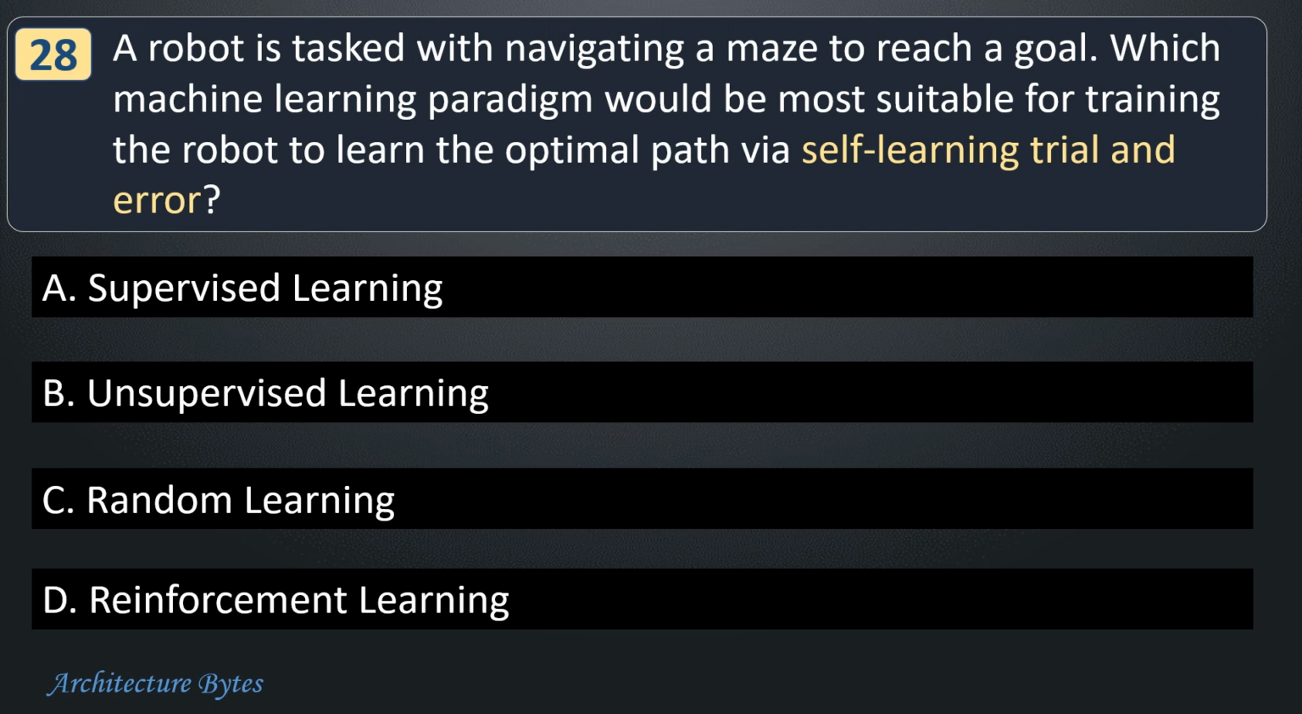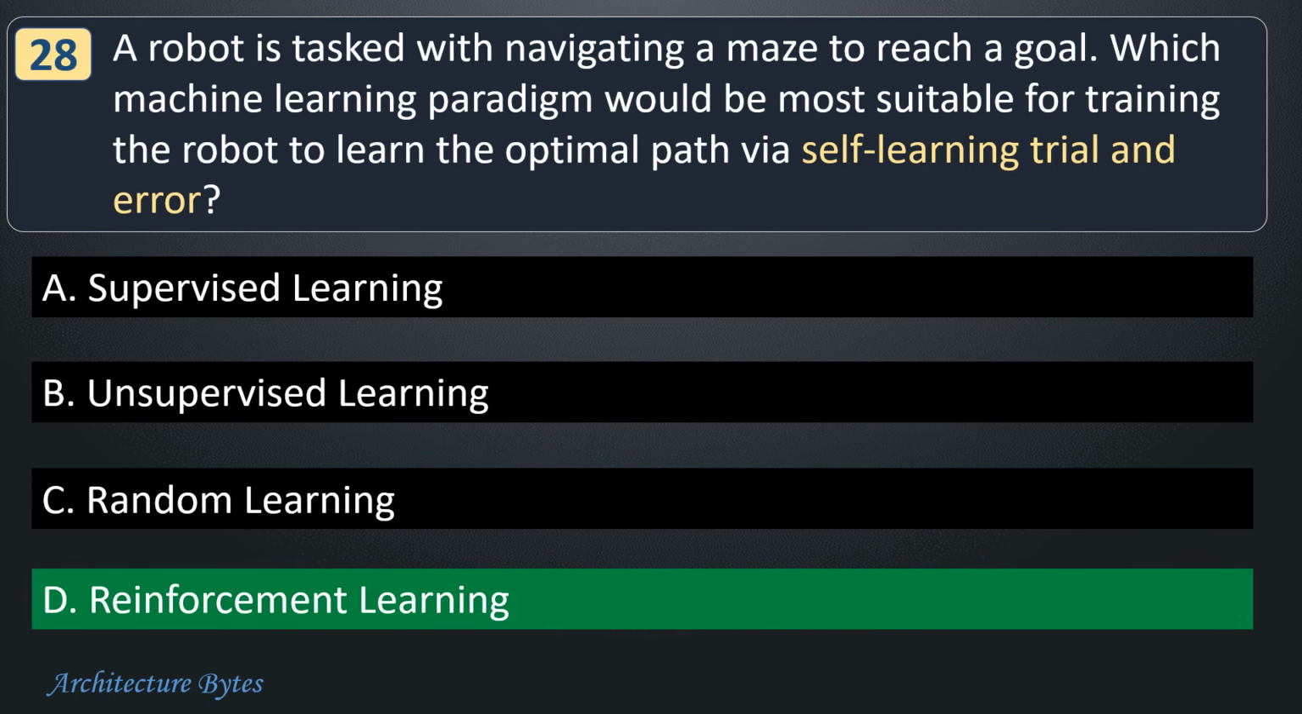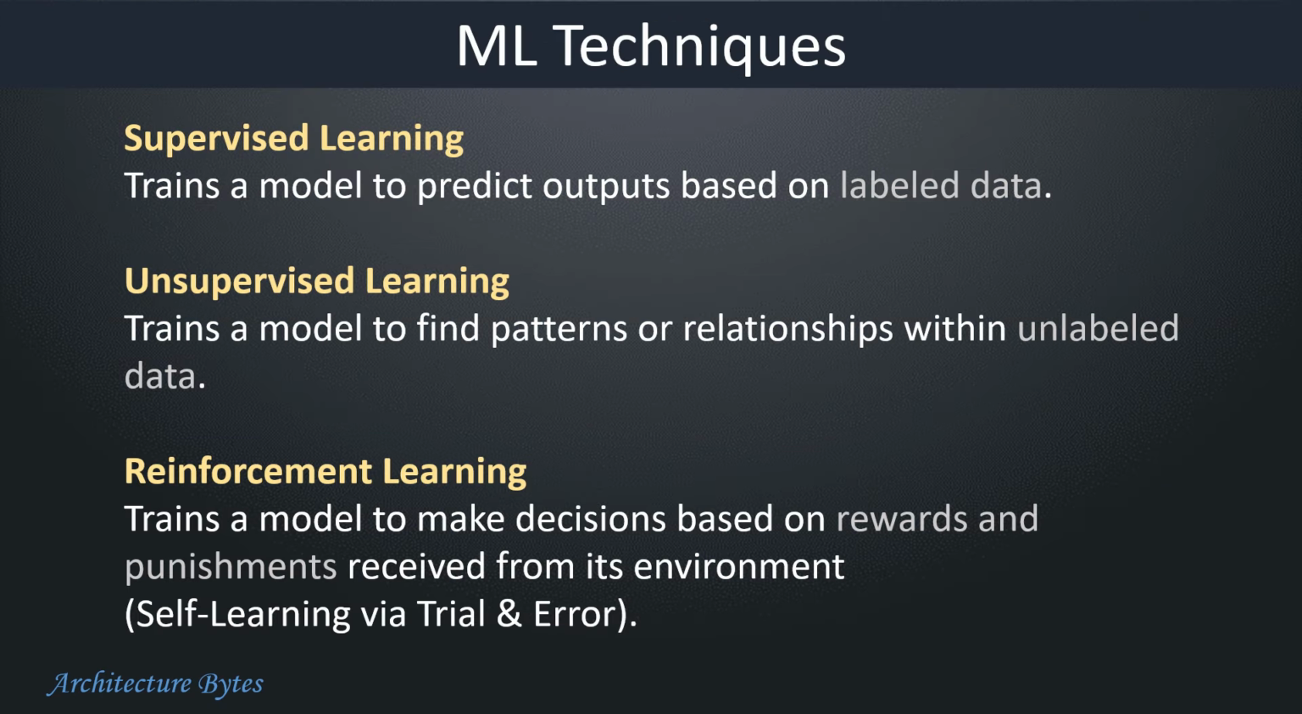Option D, reinforcement learning is the right answer here. Supervised learning trains a model to predict outputs based on labeled input data. Unsupervised learning trains a model to find patterns or relationships within unlabeled data. Reinforcement learning trains a model to make decisions based on rewards and punishments received from its environment.